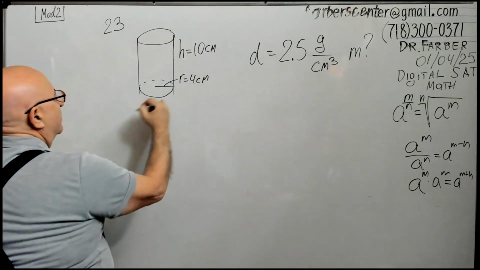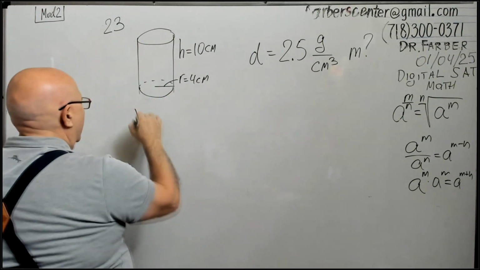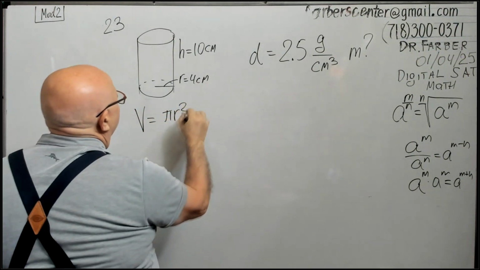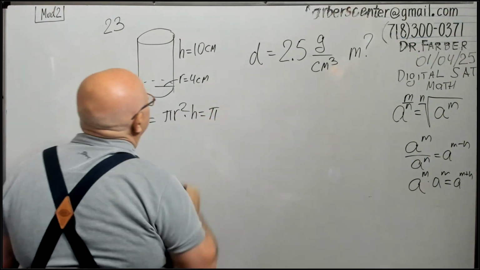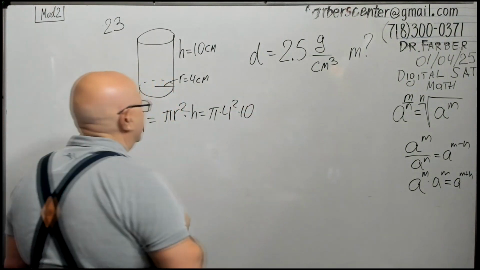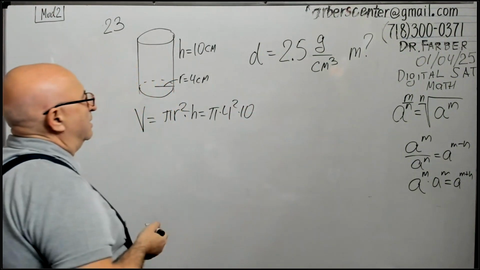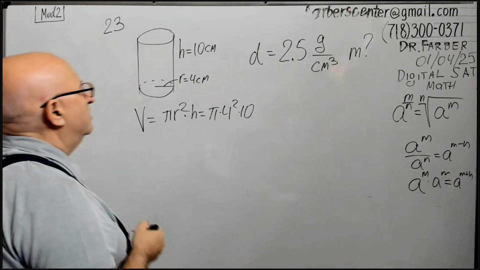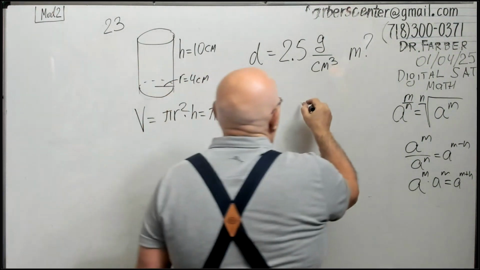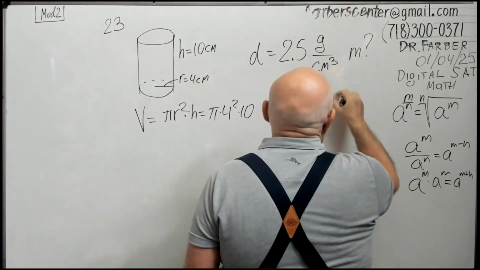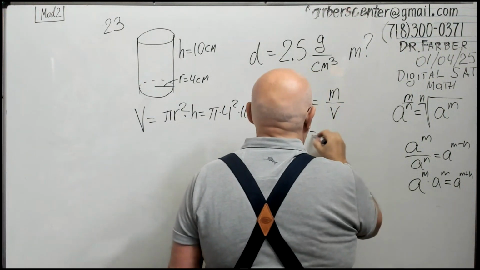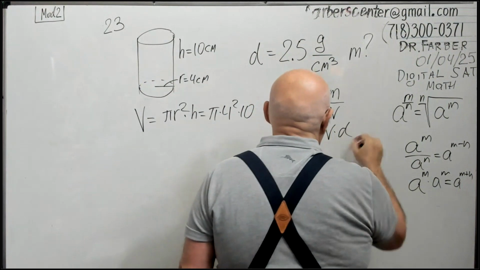Well, first of all, you can find volume of this. How to find volume? Pi r squared times height, or pi times 4 to the second times 10. This is volume. You can count using a scientific calculator: 314. And how to find mass? What is density, students? Density is mass divided by volume. So mass equals volume times density.